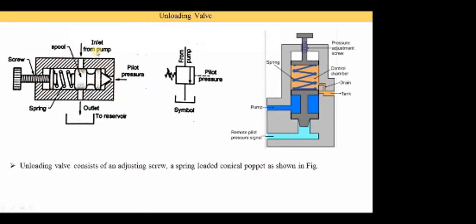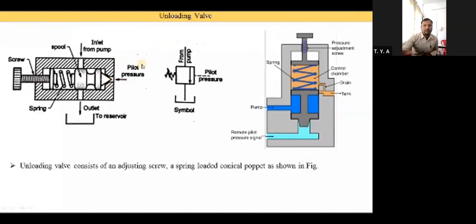An unloading valve has three ports. One is the inlet port, which is connected with the pump. This is the outlet port, which is connected with the reservoir, because the name is unloading, meaning they supply oil back to the reservoir. And here is the pilot pressure port. This unloading valve is operated by using pilot pressure or drain oil. The oil is taken from some part of the hydraulic system. If it is used in a pneumatic system, then compressed air is taken from some part of the system and applied here. According to this pressure, the unloading valve opens and closes.